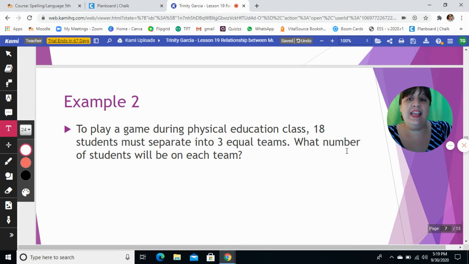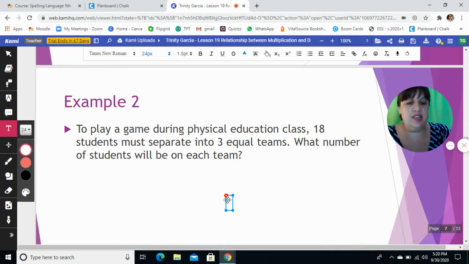Now, example number 2. To play a game during physical education class, 18 students must separate into three equal teams. What is the number of students that will be on each team? So what kind of problem is this? This is a division problem, right? We need to separate. We need to find a missing number. So what we need to do is write the number of students, which is 18.